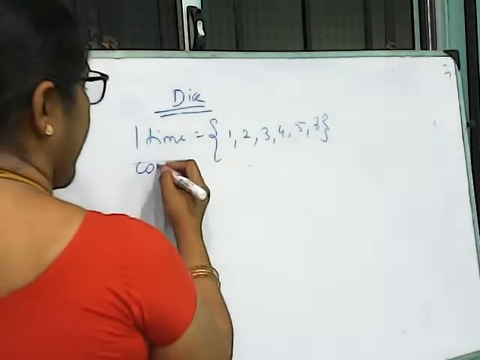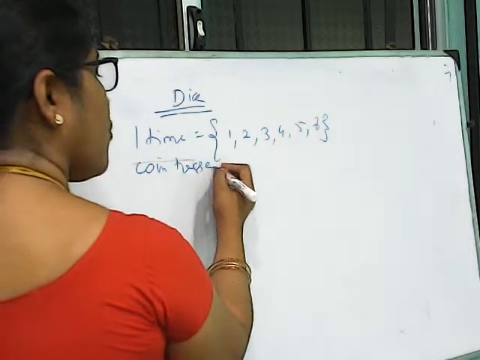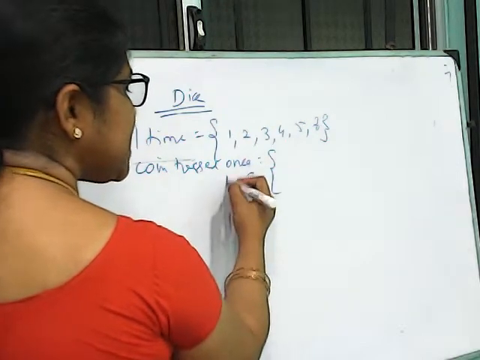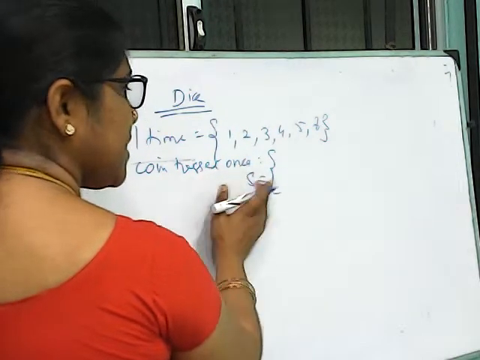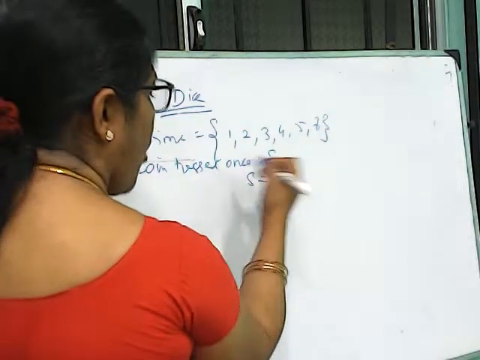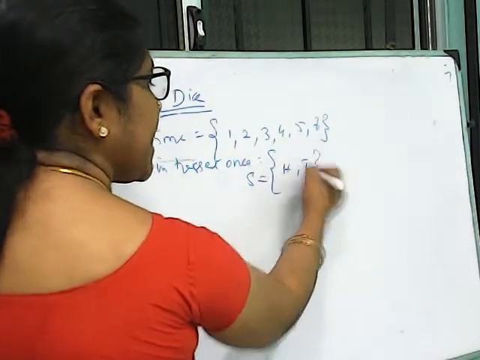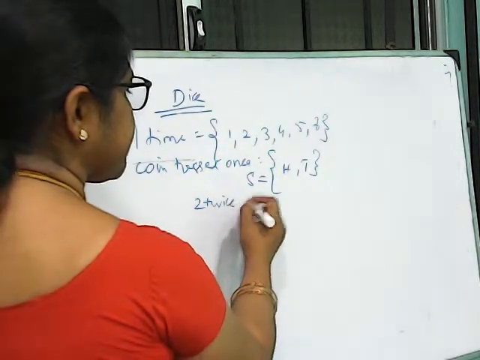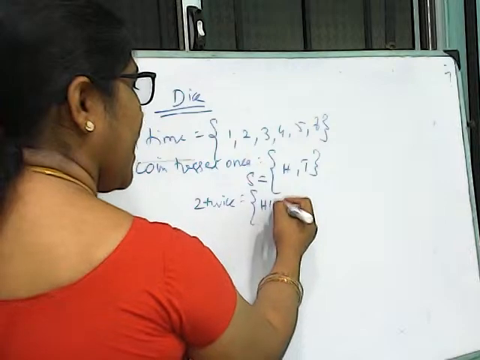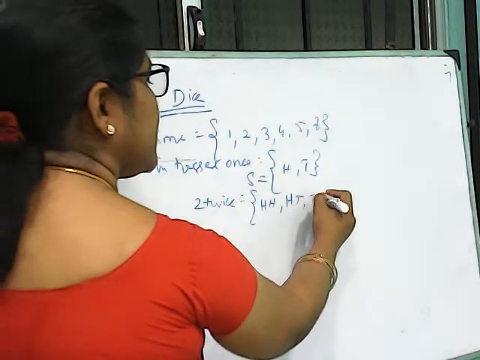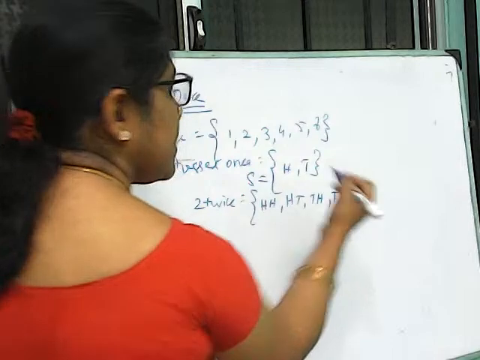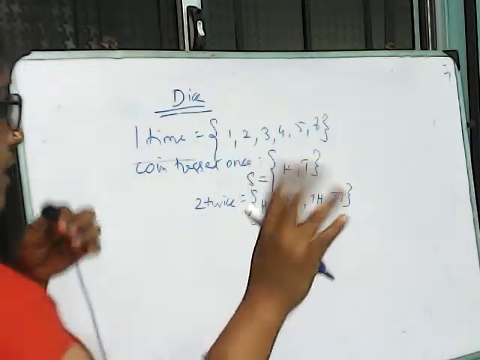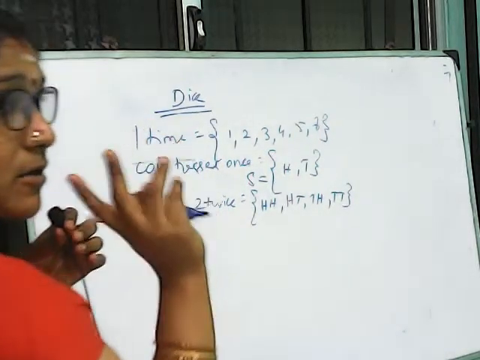Okay, next one, the coin. Coin tossed once, your sample space n of s will be a set. Your s will be head and tail. If you toss a coin twice, then you will have HH, HT, TH, TT. So you will have 4 outcomes when you are tossing a coin twice.